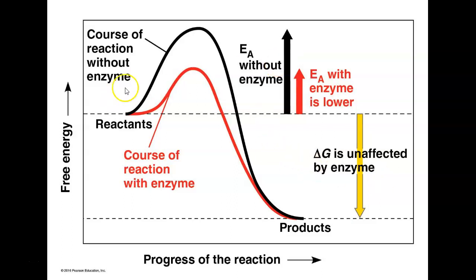So the black is without an enzyme and the red is with an enzyme. It's important to note that the reactants and the products are ending up in the same exact space. So there's really no change in free energy. What it is doing is lowering the overall amount of energy that it takes to get over that hump. It lowers the amount of energy you need to put in to make the reaction go. And so by doing that, it actually makes it go faster because the cell doesn't have to put in as much time to accumulate that much energy.